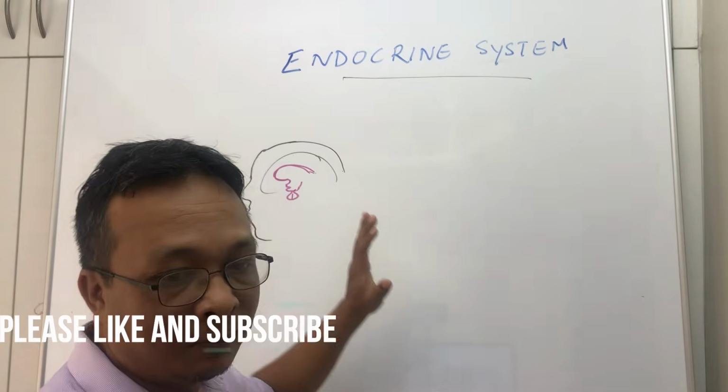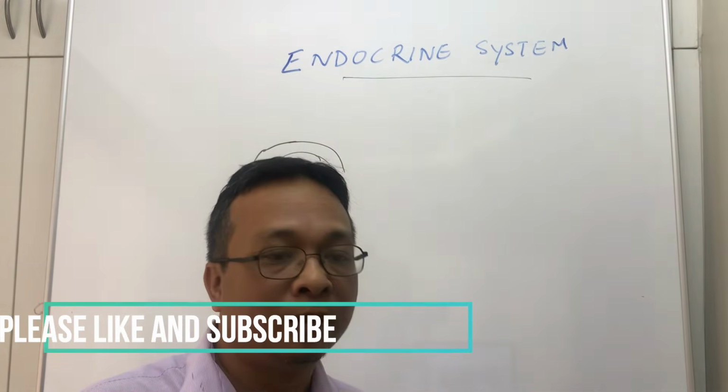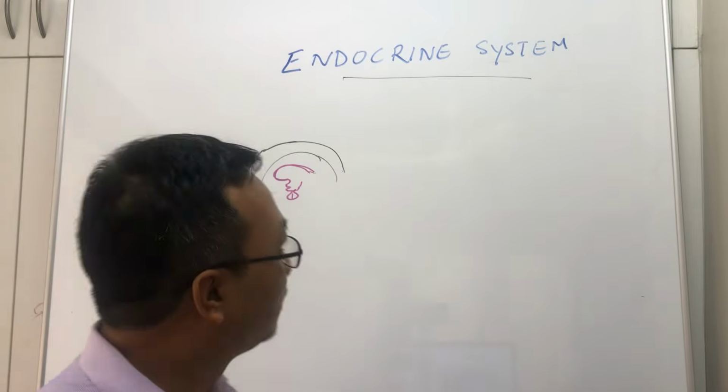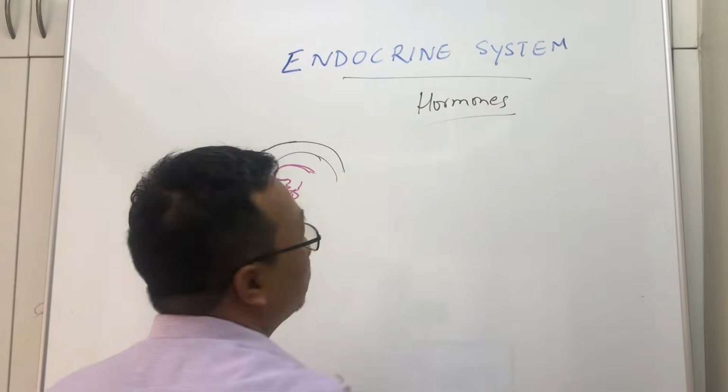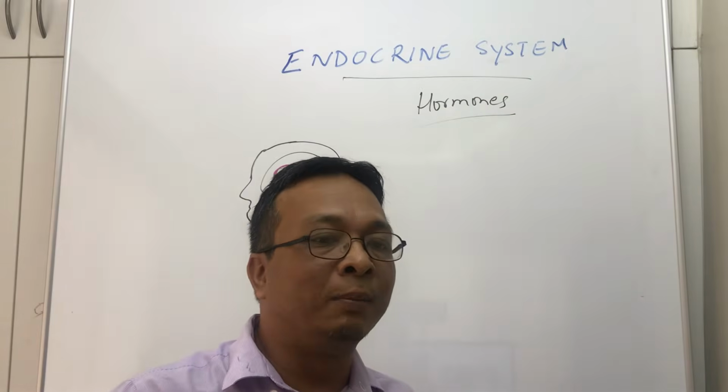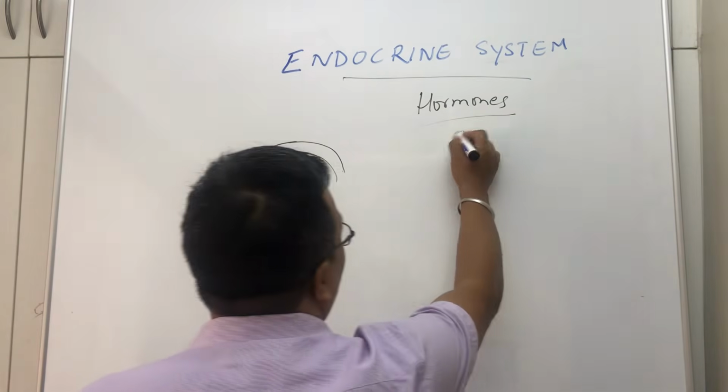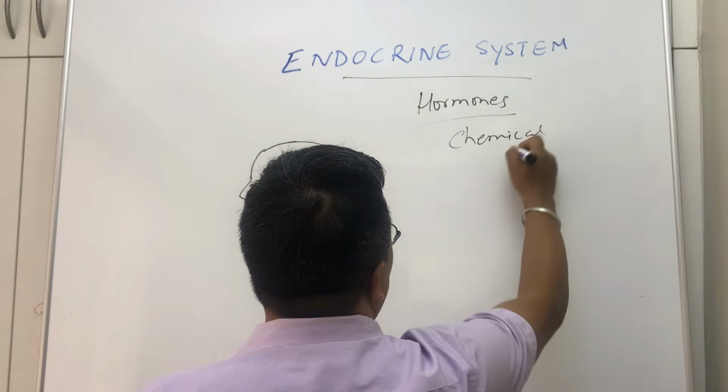Endocrine system, as the name suggests, endocrine means the study of hormones. Now when someone asks you what hormones are, or to define hormones, remember: hormones are chemical messengers.